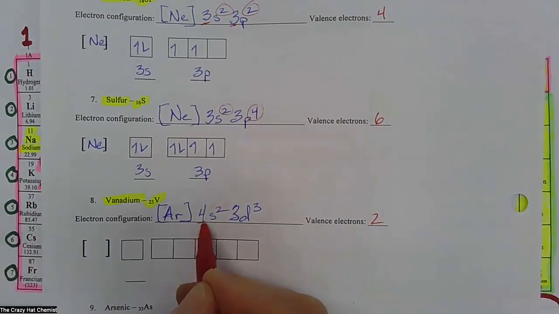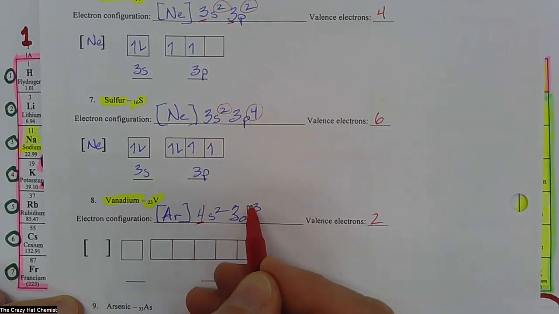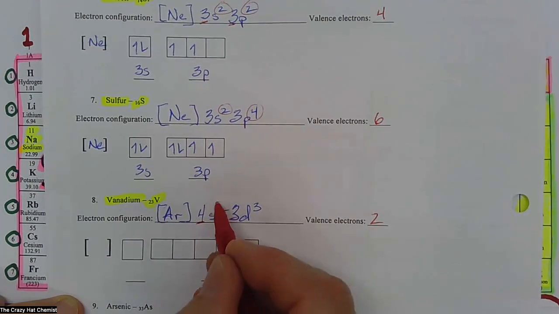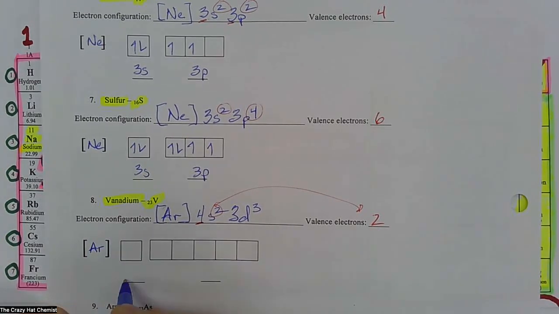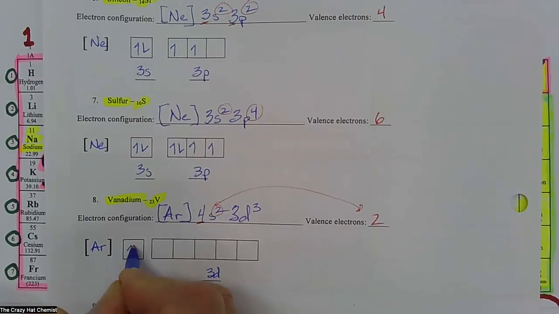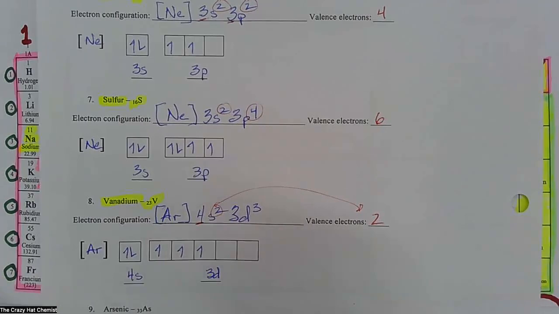You can find the largest principal quantum number, which in this case is a 4, not that 3. That's why I'm not going to add these up, whereas all the previous ones had the same number. So it's those 2 that go over there like that. The orbital box notation is going to be AR, and that's a 4s and a 3d. It's 4s 1 and 2, and 3d 1, 2, and 3.